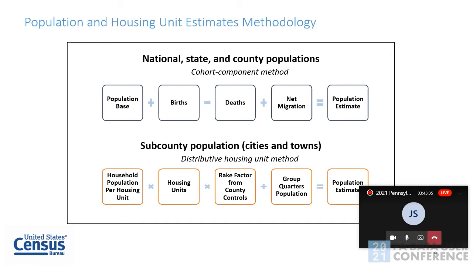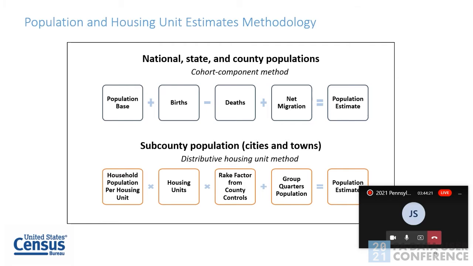For sub-county populations, we use what we call a distributive housing unit method, where county population is distributed to sub-county areas based on updated estimates of housing units. We multiply housing occupancy rates and persons per household rates times updated estimates of the housing units for sub-county areas to produce uncontrolled population estimates. We then control the sub-county estimates so that they sum to the county household population estimates produced with the cohort component method that I just mentioned.